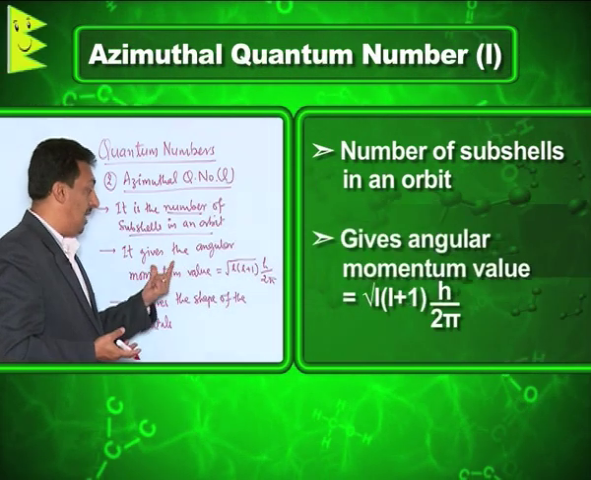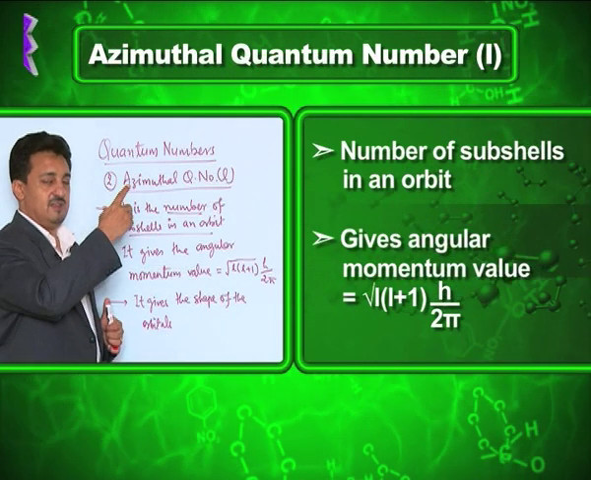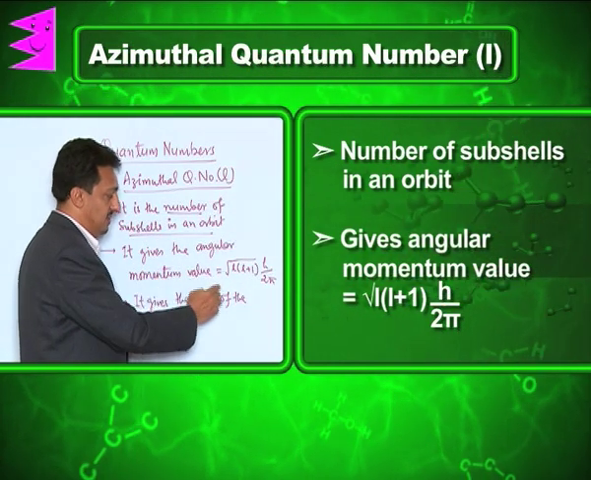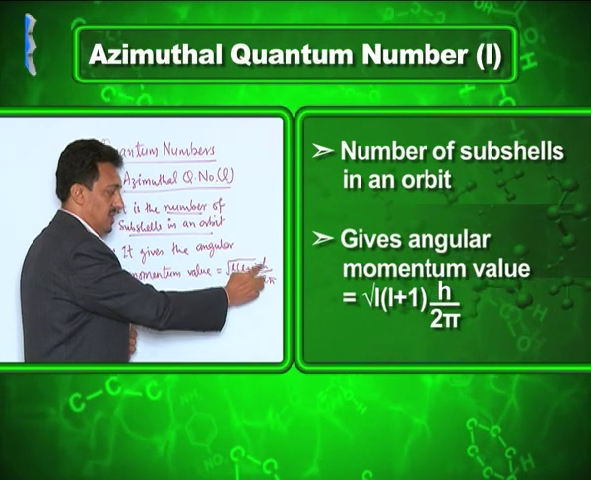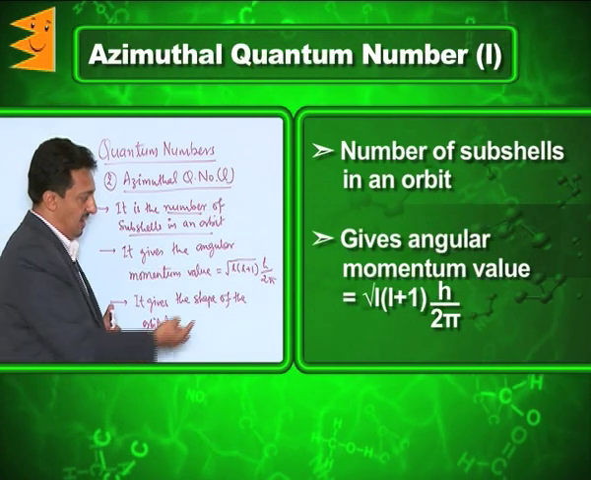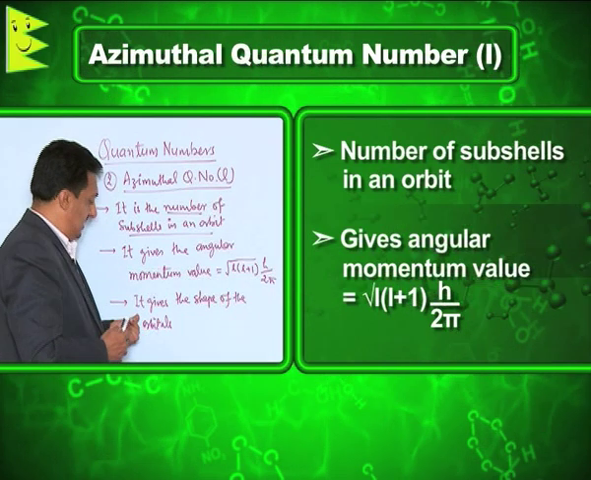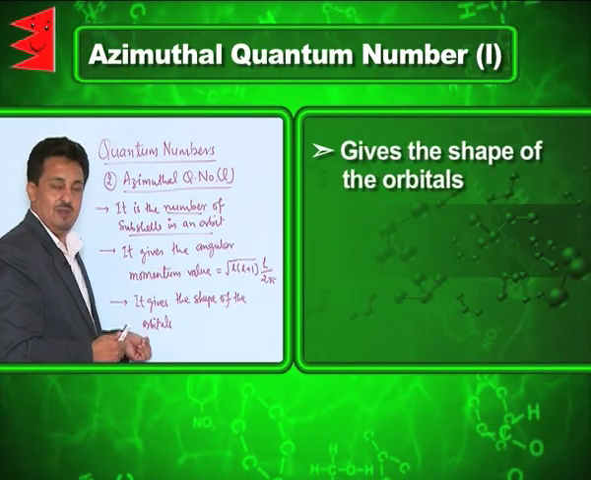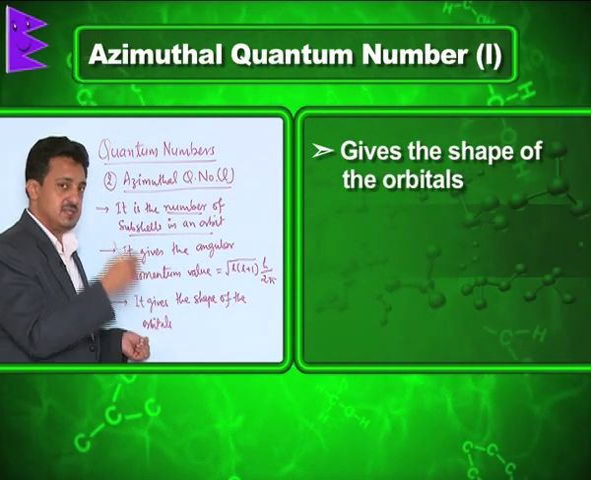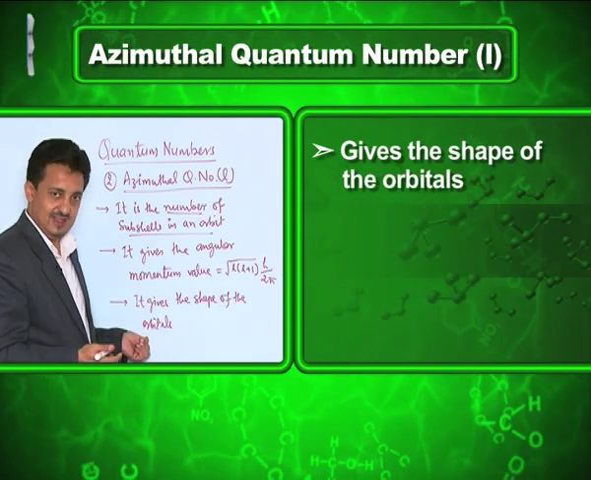It also gives us the angular momentum value, which, as per the Bohr model, was an integral multiple of h over 2 pi, and according to the quantum mechanical model, this angular momentum value is always under root of l into l plus 1 h over 2 pi. So l is the one which gives us the value of the angular momentum, under root l into l plus 1 h over 2 pi. The other thing, it gives us the shape of the orbitals. The orbitals, which are the further divisions in the suborbits, what their shapes are is decided by l.